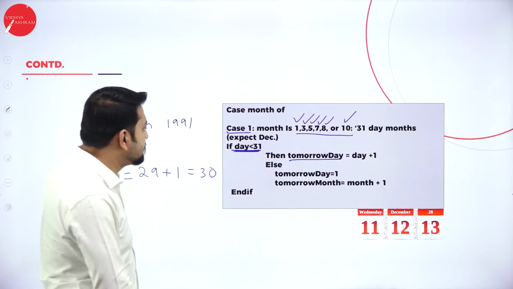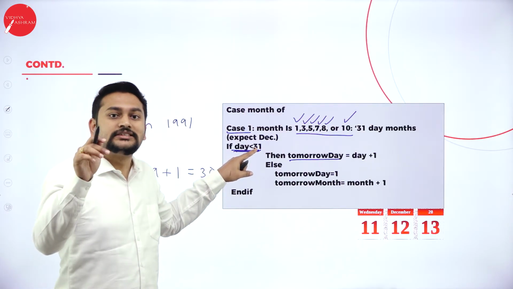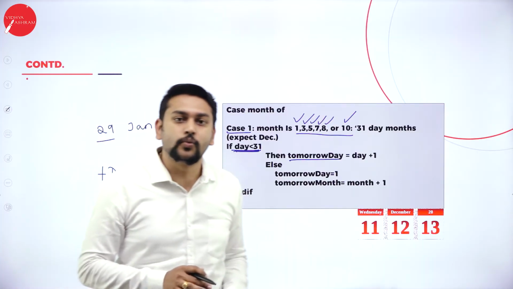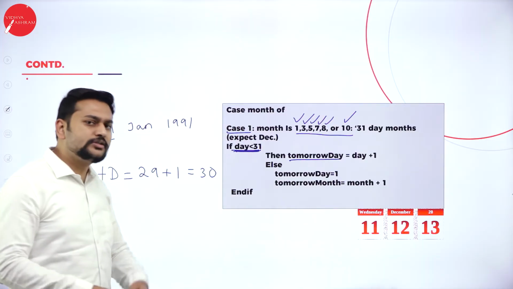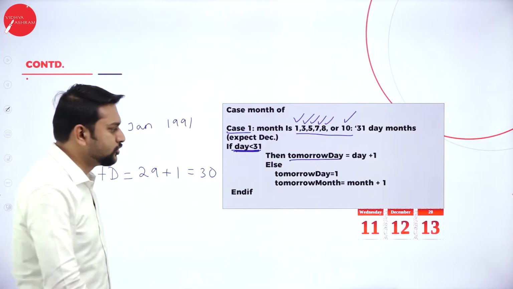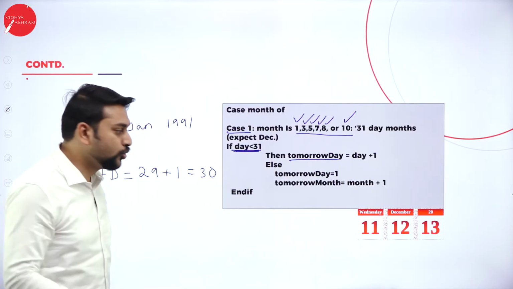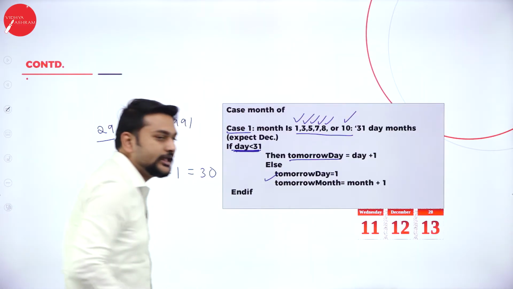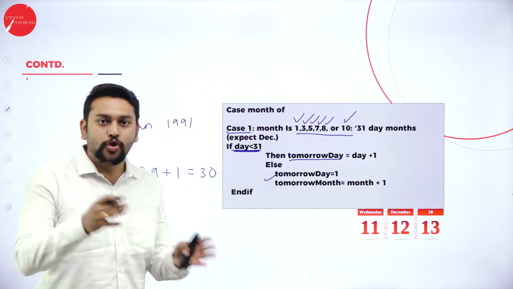Suppose the day is not lesser than 31, what happens? Please observe, what is the next case? Obviously, it should be greater than 31, so that's what I will be checking. If that is the case, tomorrow day I will make as 1. It should go to the next month, right?